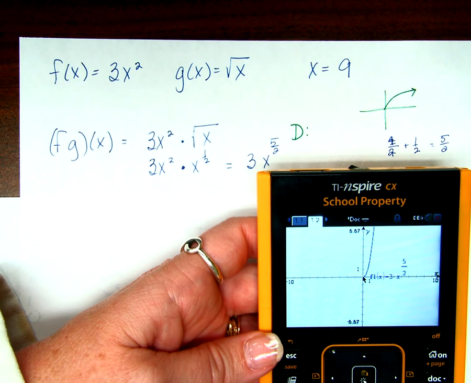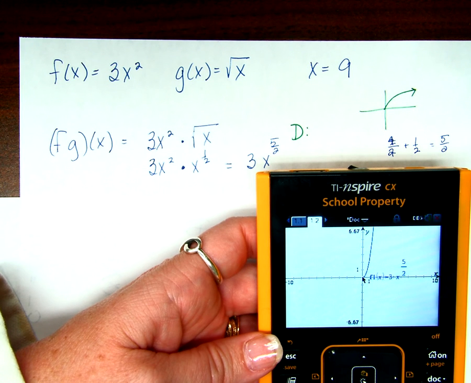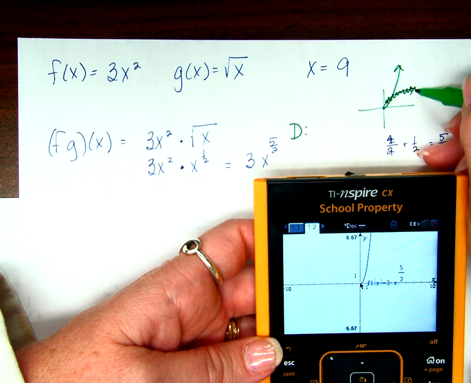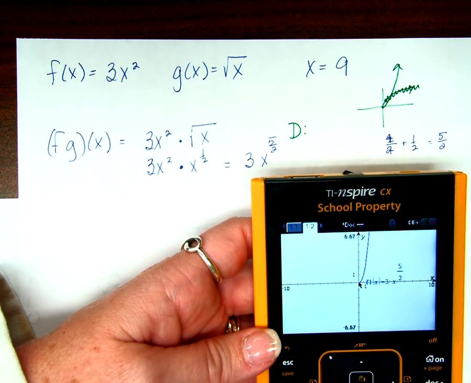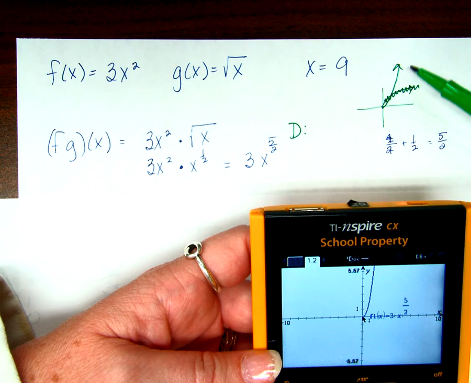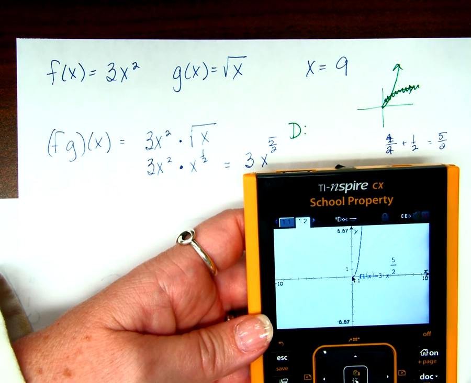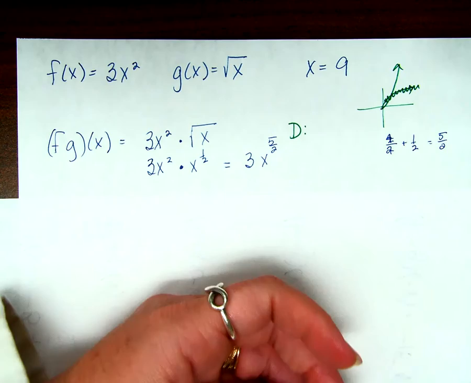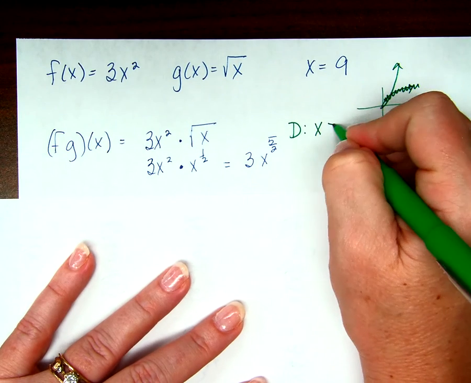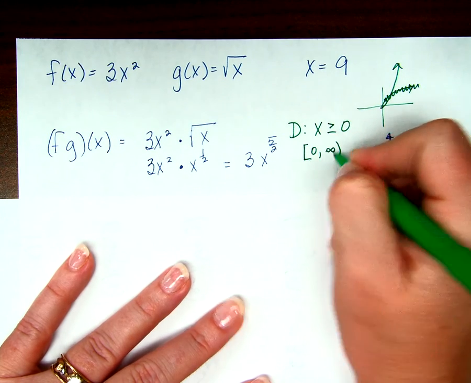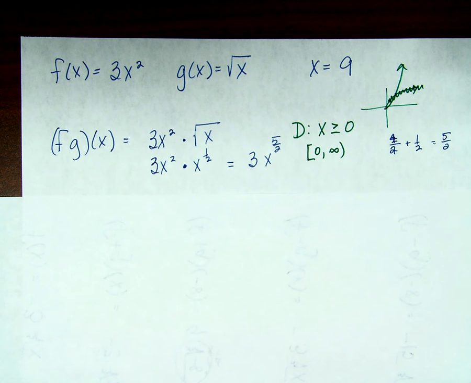Oh, I drew it wrong, didn't I? Can you forgive me? Now, if it was just the 1/2 power, I drew it right. But it's a 5/2, so that changes what it looks like, doesn't it? Okay? But regardless, it starts here and goes to the right. So what's my domain? X is greater than or equal to 0, or 0 to infinity. Okay with that?